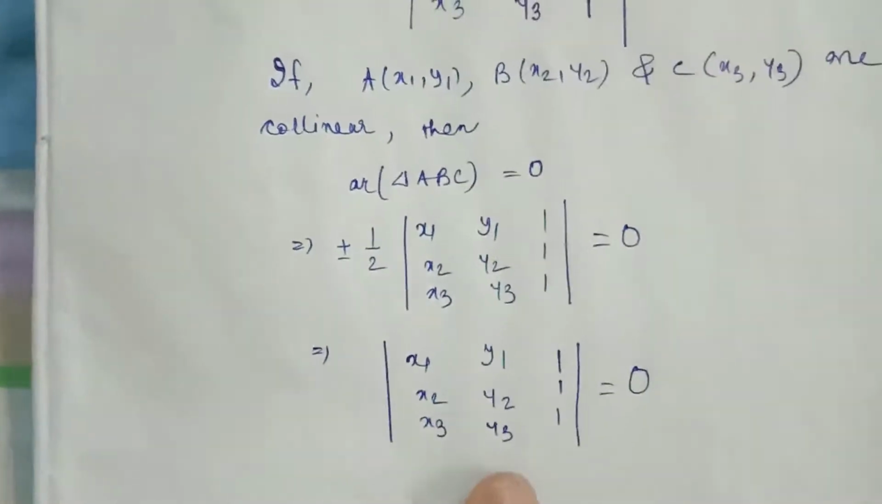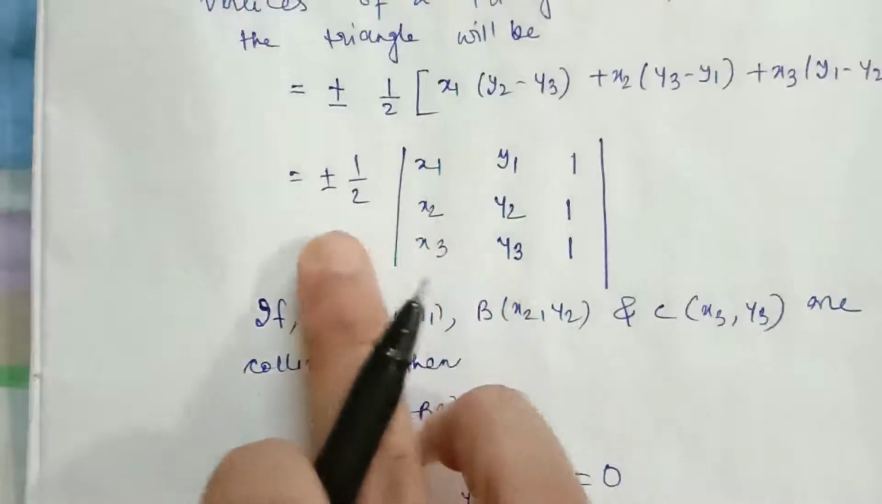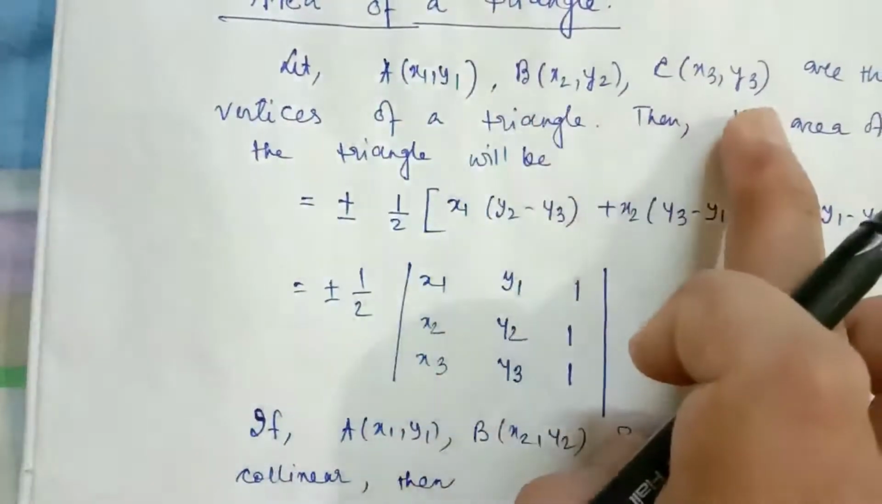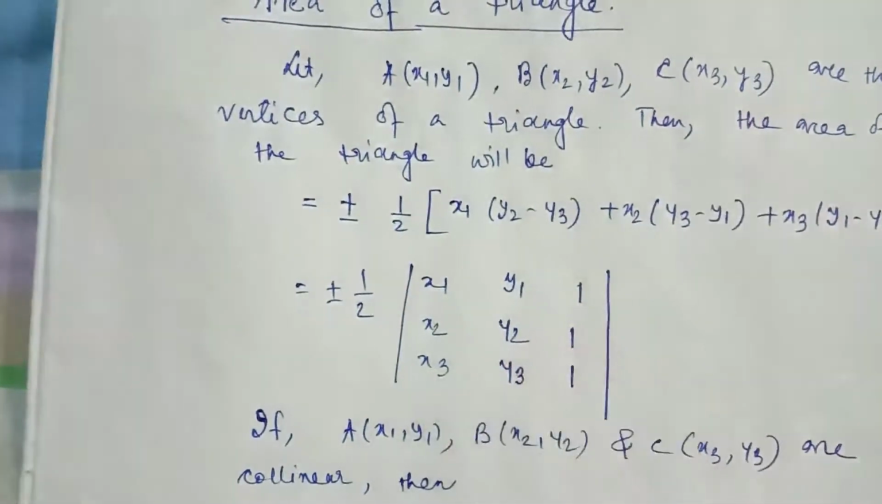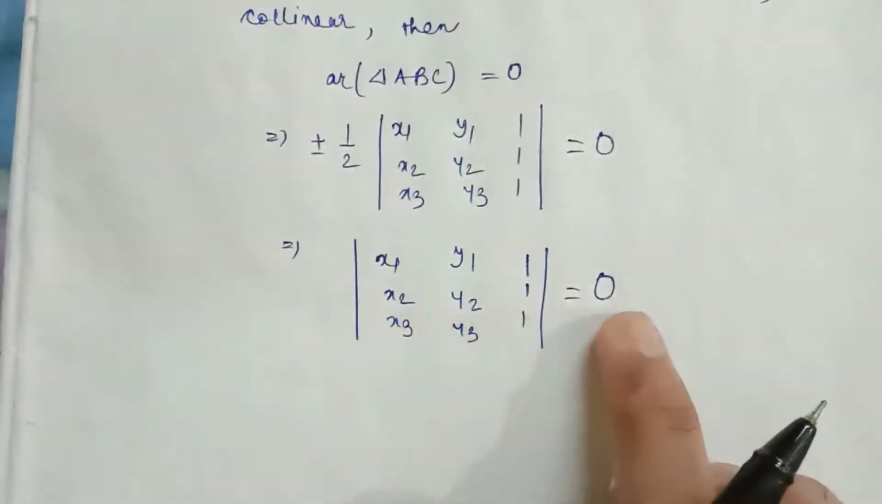This is the formula for 3 points to be collinear, and this is the formula for area of a triangle given x1, y1, x2, y2 and x3, y3 are the vertices. This is the formula for area of a triangle, and this is the condition for which the given points will be collinear.